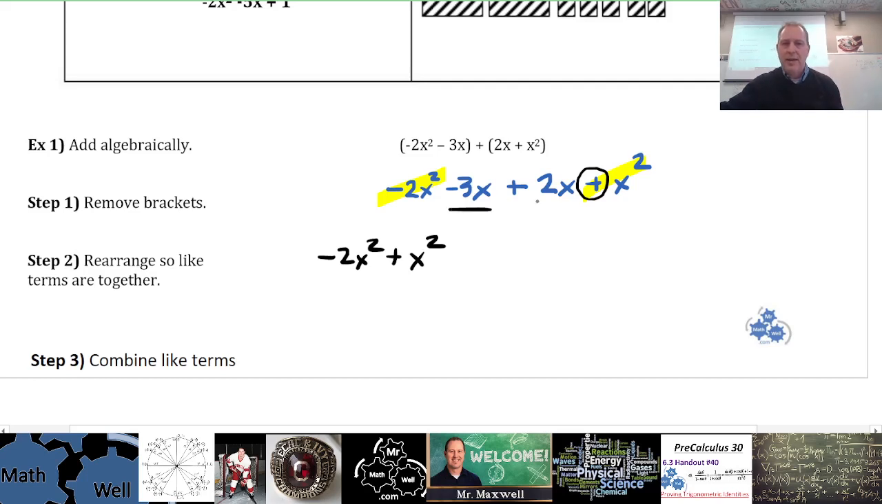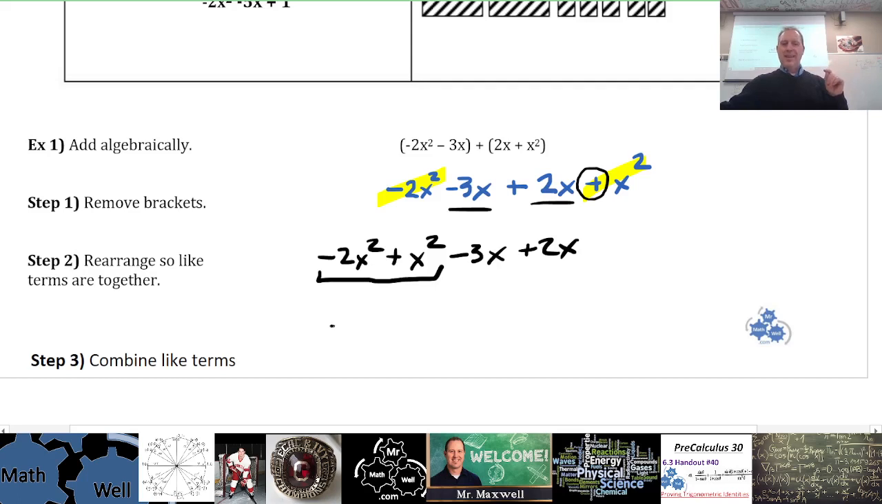And I have -3x and a +2x. They're kind of already together, so that's great. So -3x here and a +2x. I can just write that in my polynomial as minus 3x plus 2x. Awesome. Okay, so I've got them grouped. Now I combine like terms here, right? Combine like terms. So I have negative 2x squared and I add 1x squared. What's negative 2 plus 1?